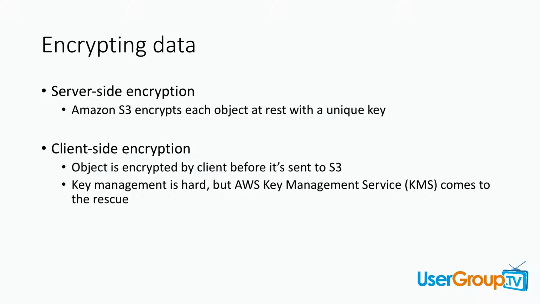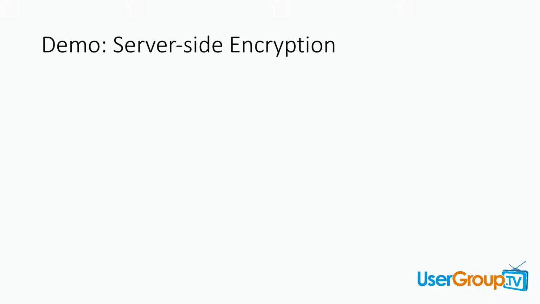Now you know that with encryption, you're using a private key to encrypt your data. And that key management is really hard because every client has their own private keys, and you probably want to use private keys per object. That's a hard problem, but Amazon makes it easier through another service called the Key Management Service, or KMS. Okay, now I'm going to show you a demo of both of these.